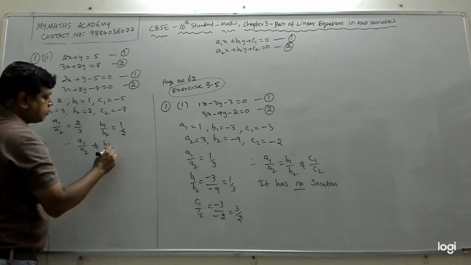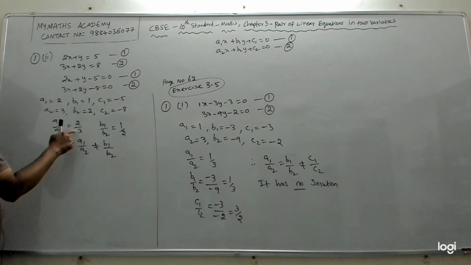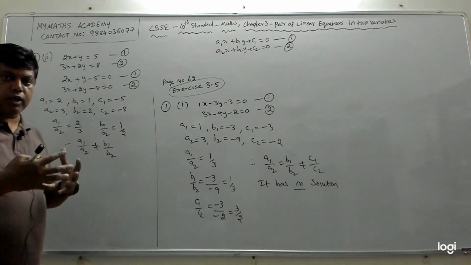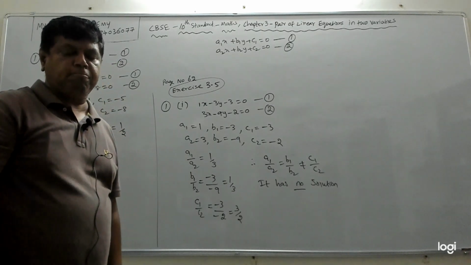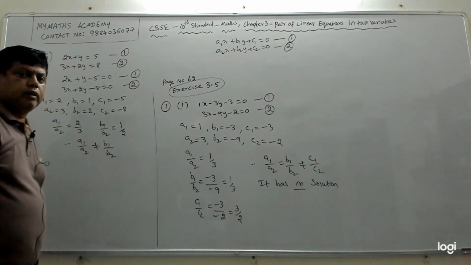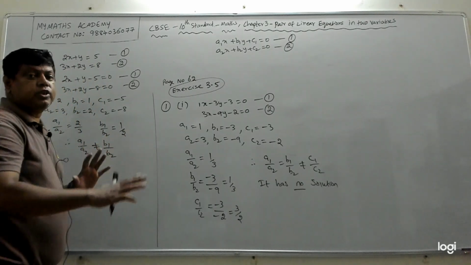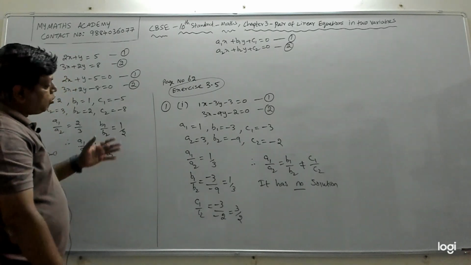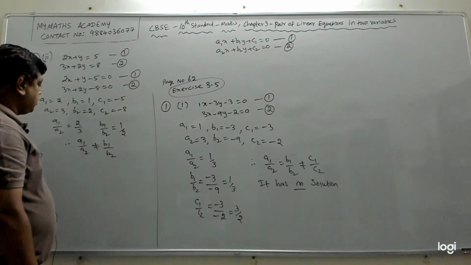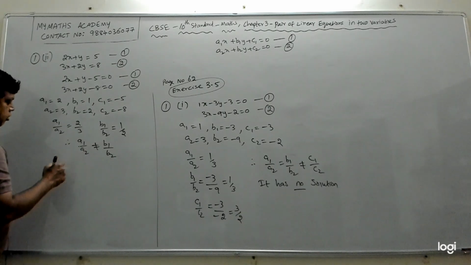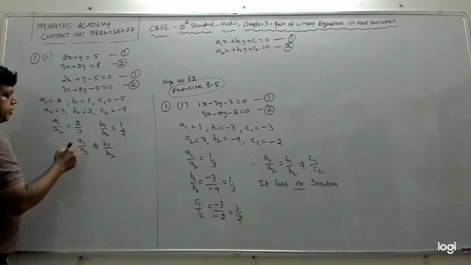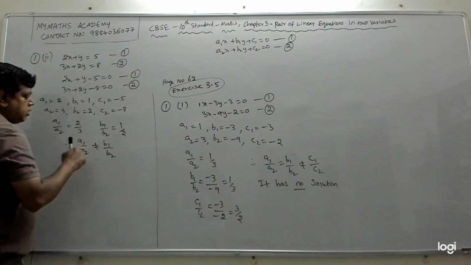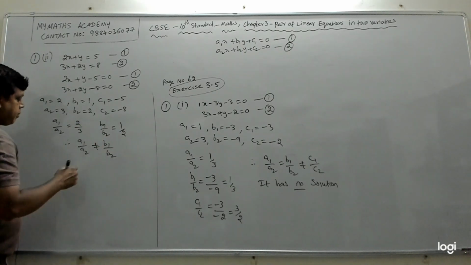So we should stop. The moment you get a1 by a2 is 2 by 3 and b1 by b2 is 1 by 2, and they are not equal, then we should stop. We should not find c1 and c2. It's a waste of time. Only if they are equal will you go and find c1 by c2. Here they are not equal. Therefore, this condition is satisfied. a1 by a2 is not equal to b1 by b2.